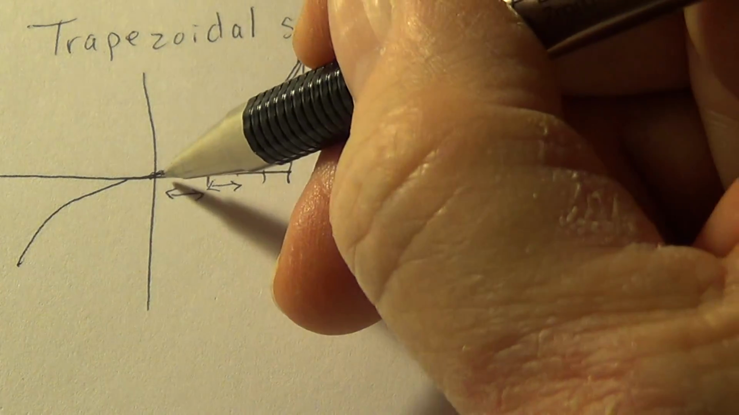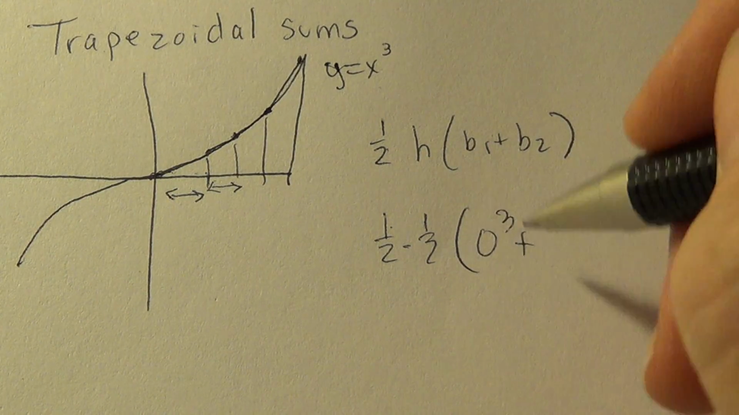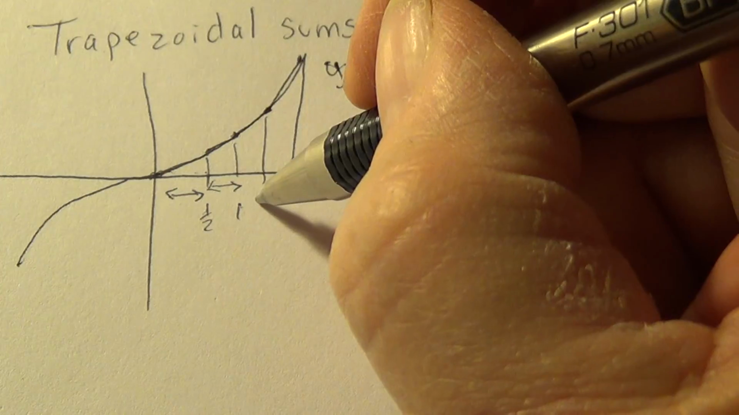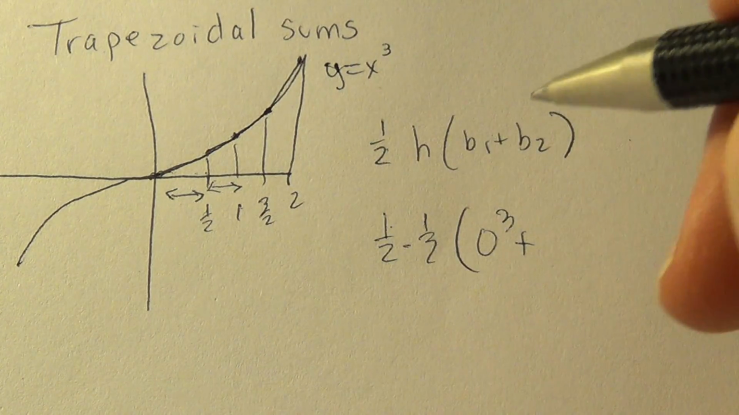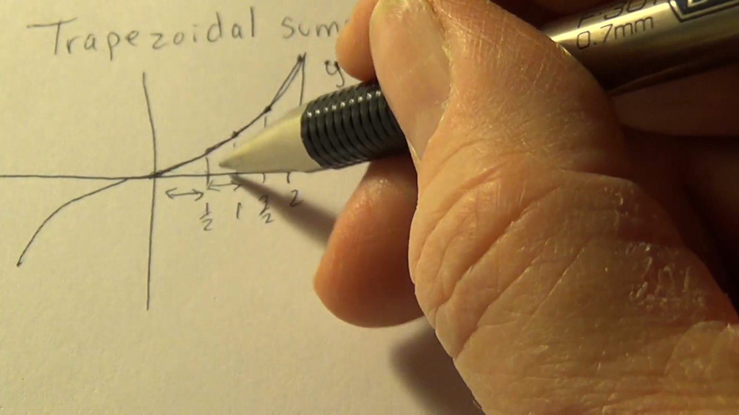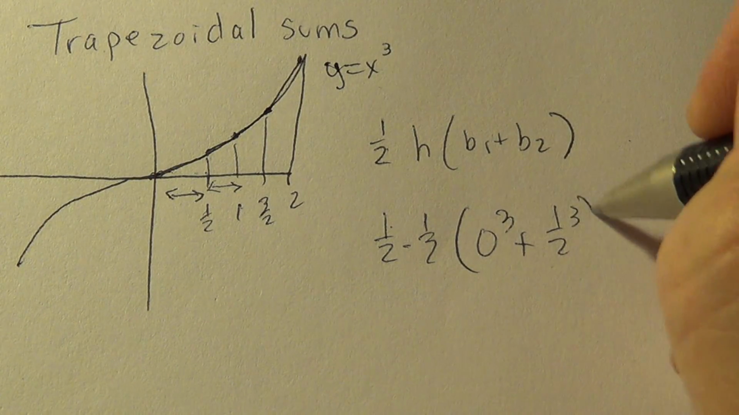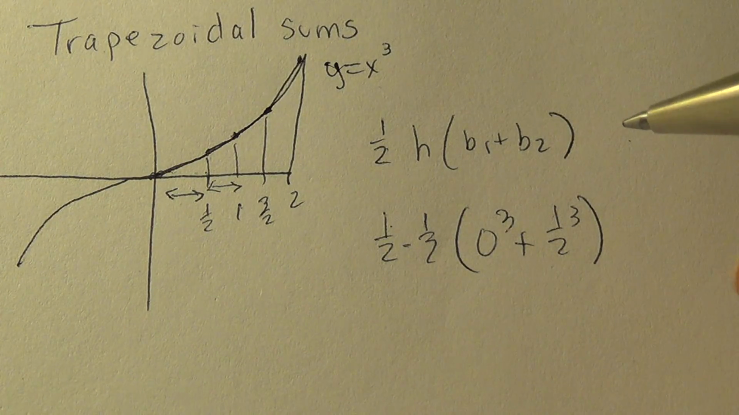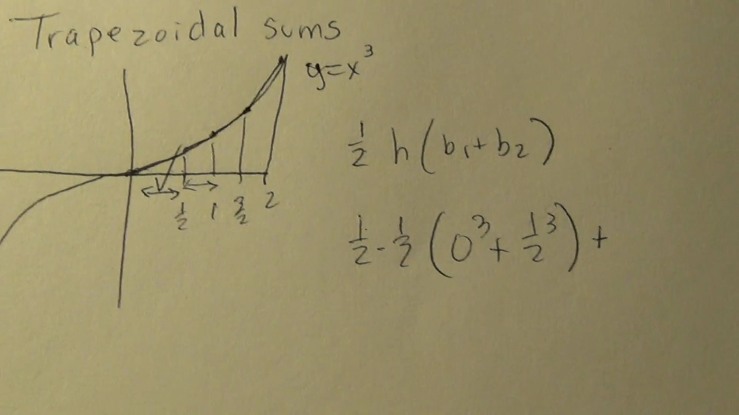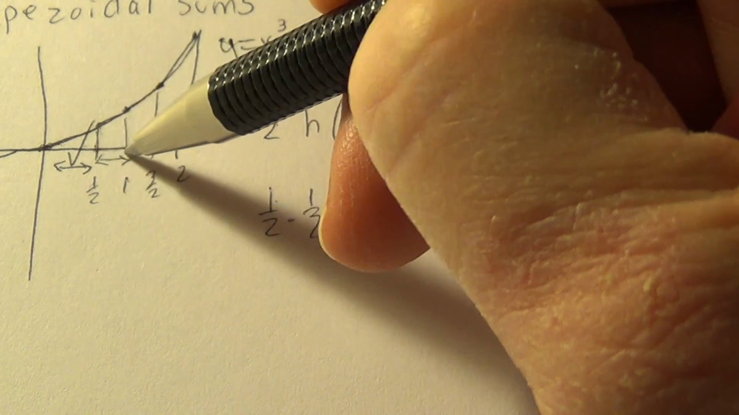So 1/2 from the formula, 1/2 from the height. And then base 1 is, the first base is f of 0, 0 cubed. And the next base is, remember this is 1/2, this is 1, this is 1.5, and this is 2. So therefore, base 2 of this first almost trapezoid has, the other base is 1/2 cubed. Alright, so we did this actually degenerated trapezoid. So now to a real trapezoid that has 2 bases and a height.